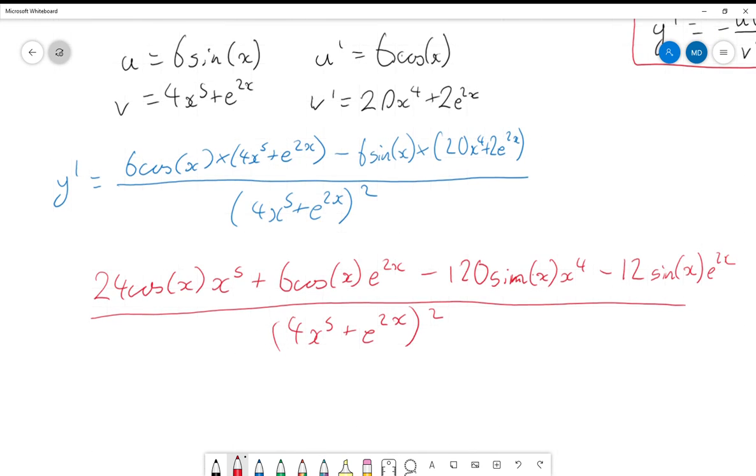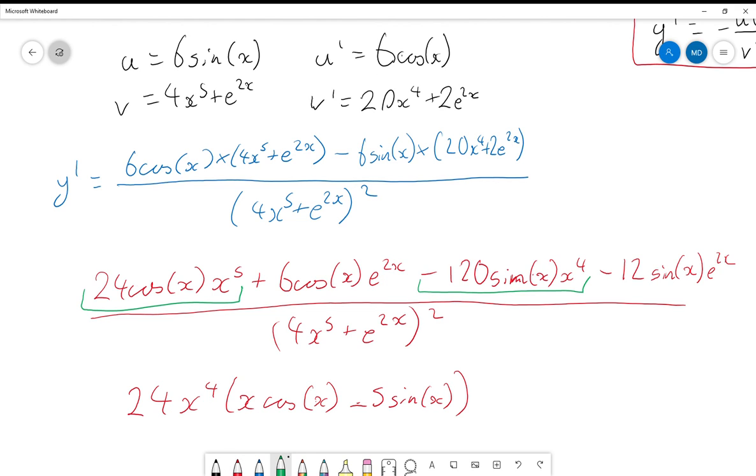But now we can find our common factors of e to the 2x and x to the power of 4. So here, for the x to the power of 4, we have a common factor of 24. So we're going to get 24 x to the 4 multiplied by x cosine x minus 5 sine of x. And that's from this term here and this term here, factoring out 24x to the 4.